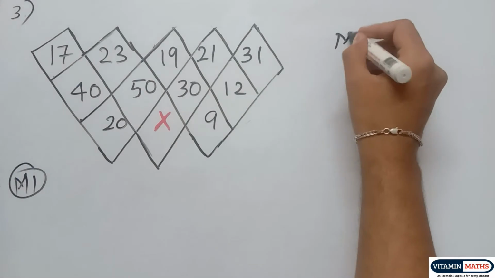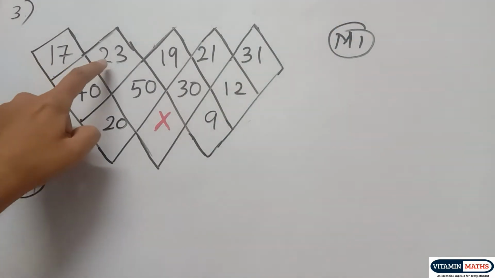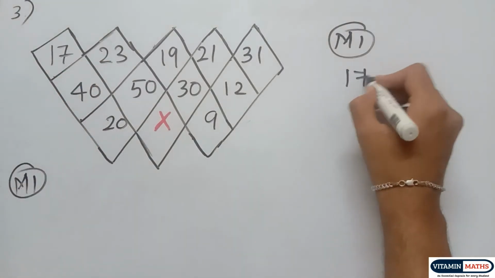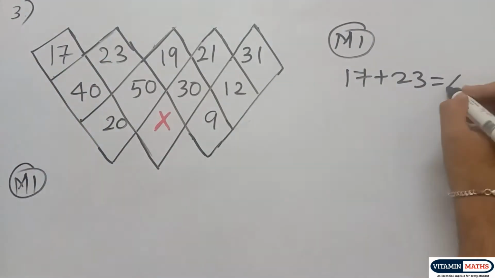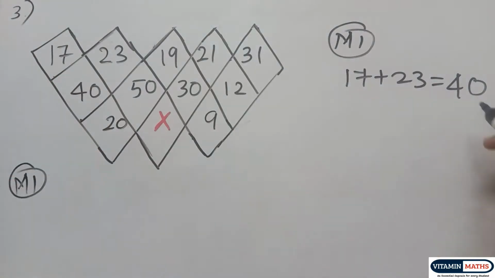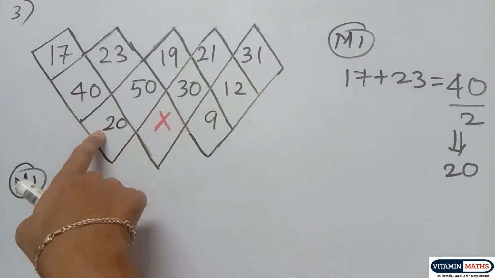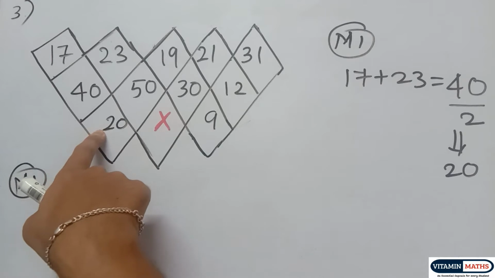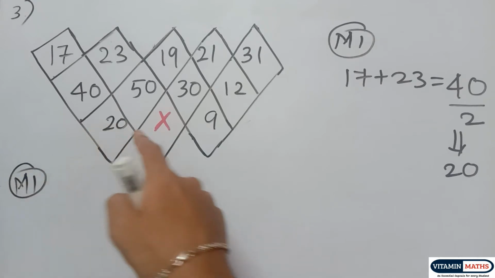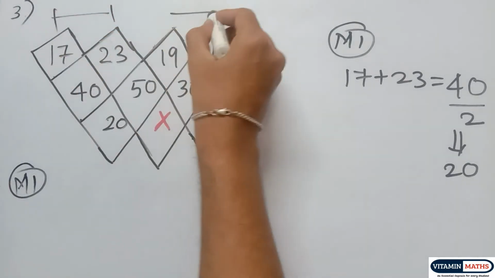I will solve here by the first method. 17 plus 23 is equal to 40. Is it right? We are getting 40 here. And then 40 divided by 2, we are getting 20 here. So this is the logic. First we took these two, now we will take these two.